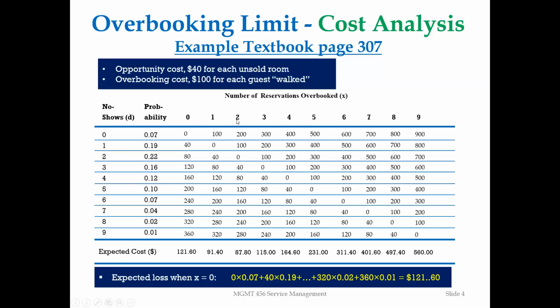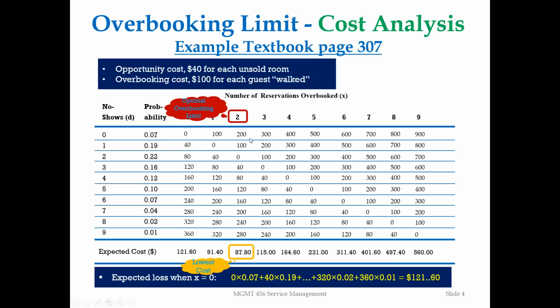So that means the optimal overbooking limit is 2. We should overbook by 2 rooms. This is the lowest cost. So for this particular hotel, the optimal overbooking limit is 2. If we have 100 rooms available for the hotel, how many reservations shall we take? We should accept 102 reservations because the optimal overbooking limit is 2. So this concludes the example. That's how we do it.